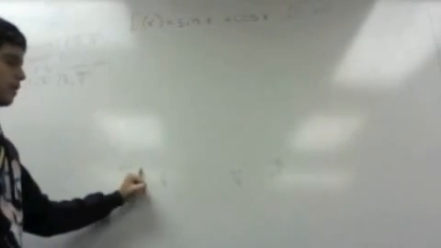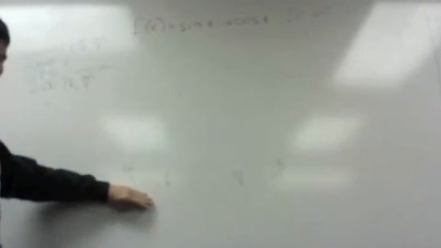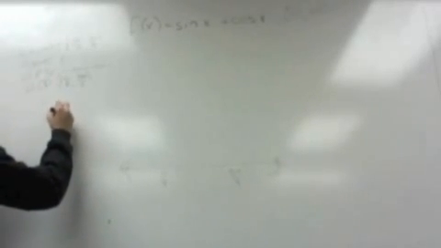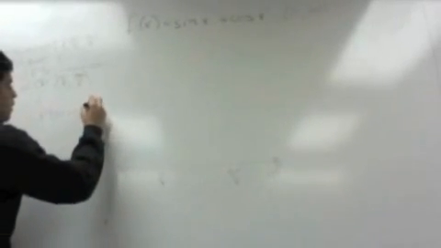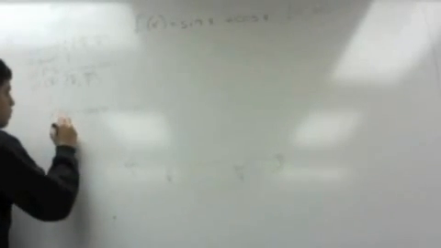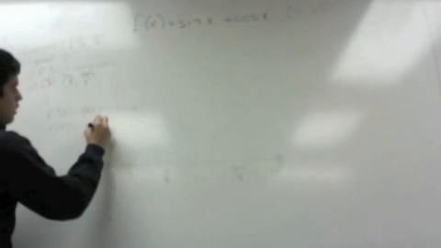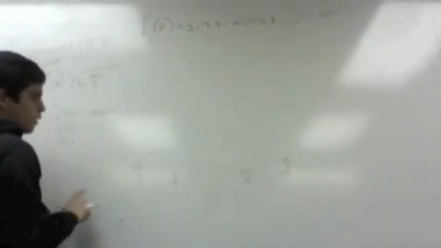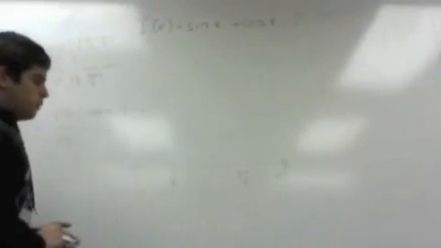To find out if it's increasing or decreasing, what we do is we substitute a value that's inside of this range. Inside of this range is 0, and we substitute it into the first derivative. So f prime of 0 is equal to cosine of 0 minus sine of 0, and f prime of 0 is equal to 1 minus 0, so f prime of 0 is 1. So we know that the value is positive.